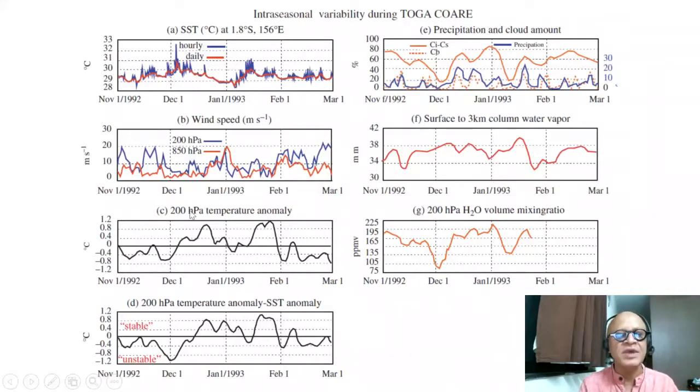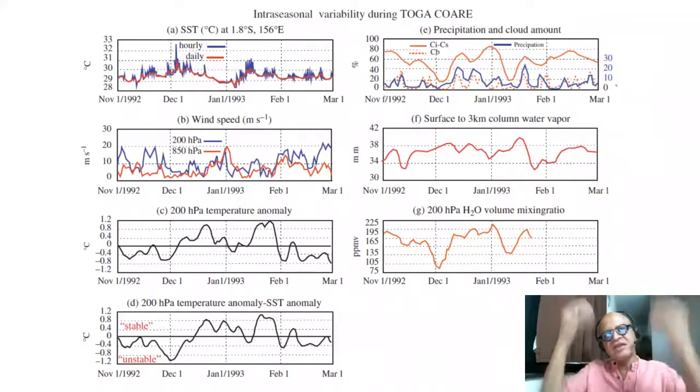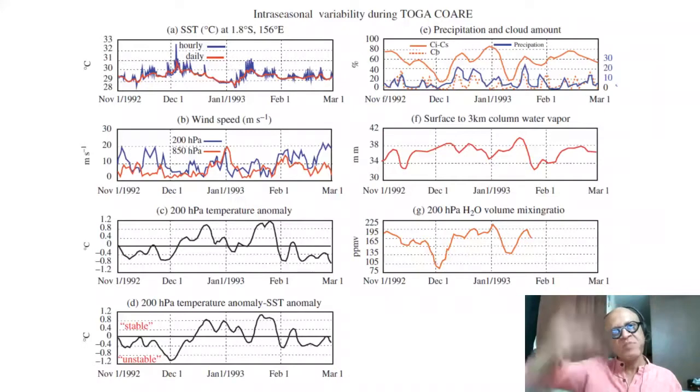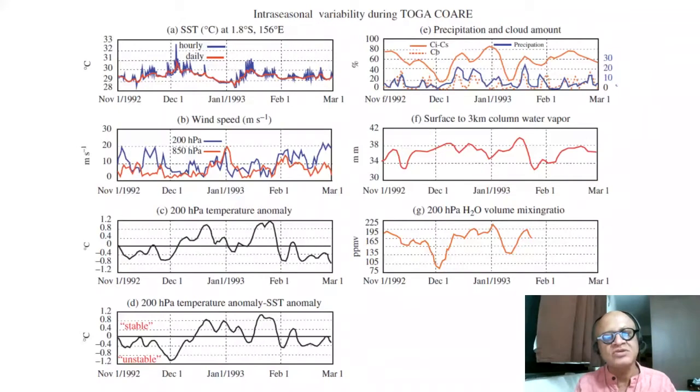So the 200 hectopascal temperature anomaly also shows that sometimes it is negative compared to the surface, and sometimes it is positive. So this corresponds to when convection is picking up the energy from the surface, moisture loading, convergence, and then deep convection is basically wiping out the instability, like the convective available potential energy, and creating deep convection all the way to the upper troposphere.